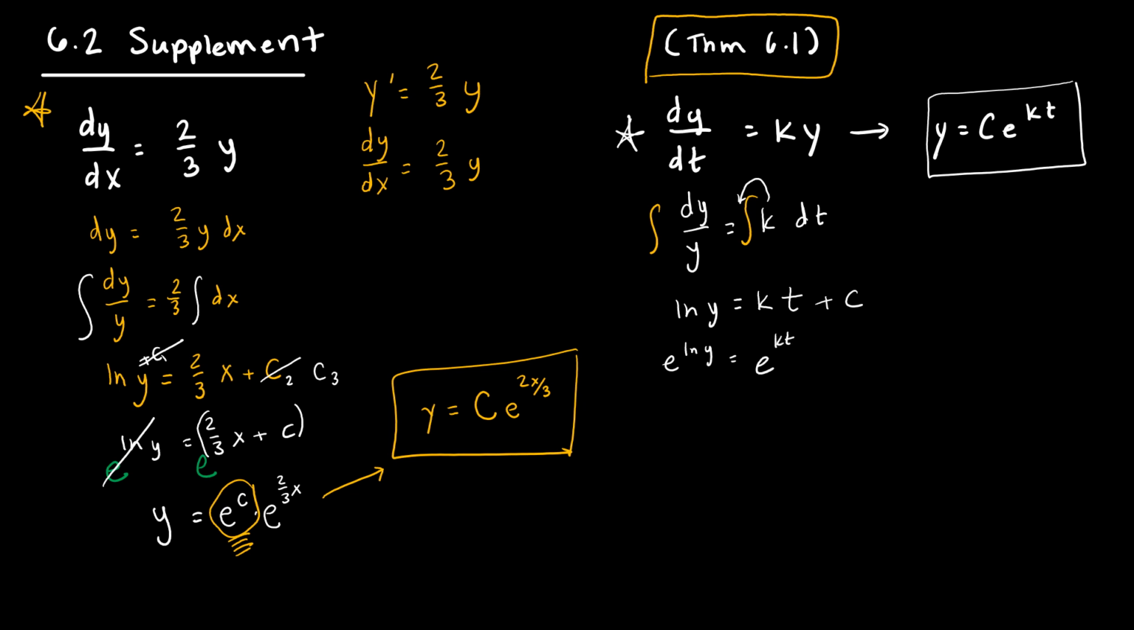So now if I take e to the natural log of y equals e to the kt plus c, that gives me y equals, and then over here I'm going to do the exact same thing I did before. e to the c times e to the kt. Well, e to the c is just some other c value, so that's c e to the kt. So when you get a theorem like this, don't just say, okay, let's use it.